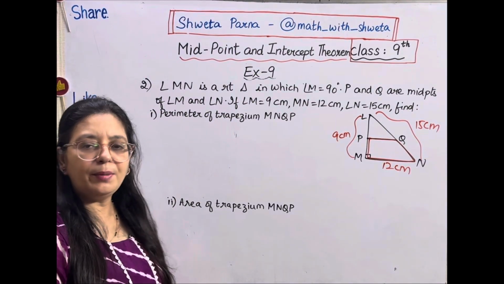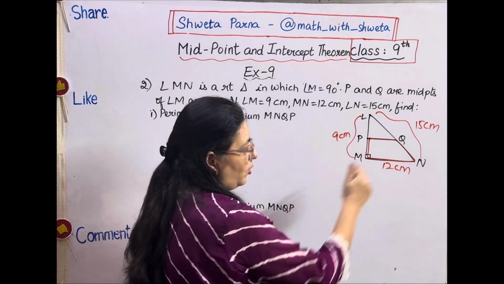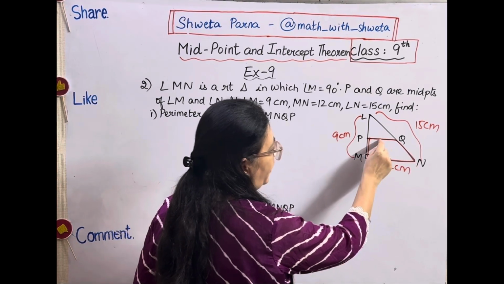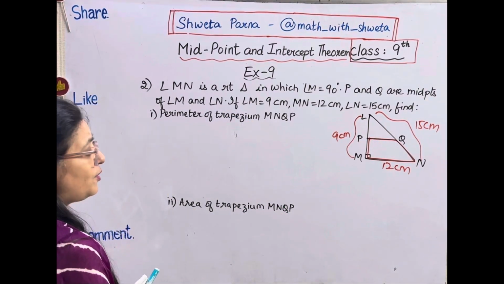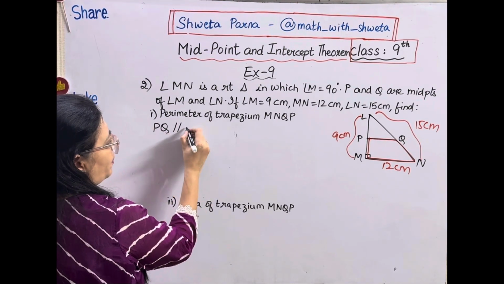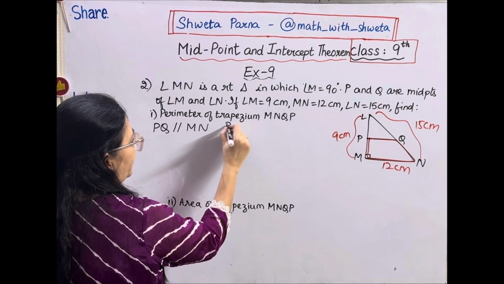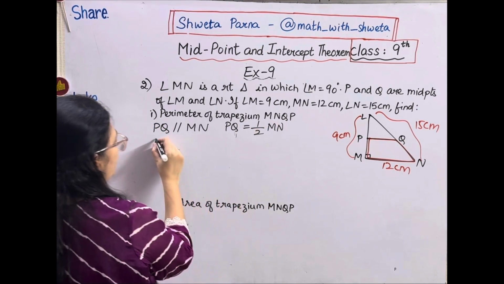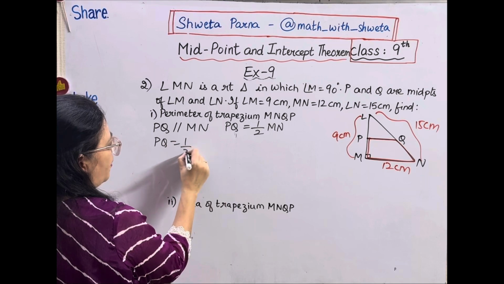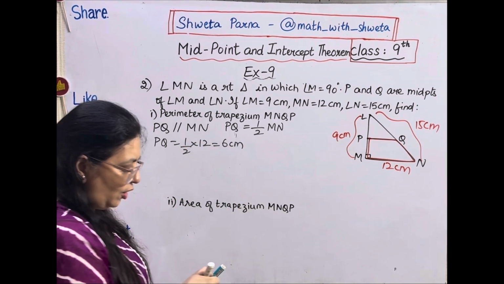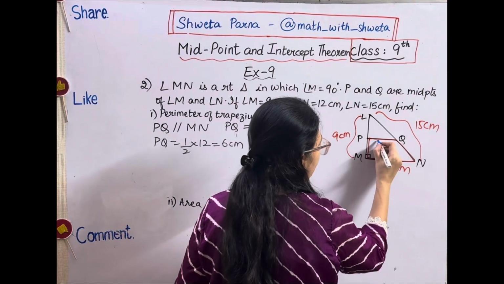So to find the perimeter, what is the formula? Sum of all the sides. This side is given to you. You have to find this side and this side. Now since P and Q are the midpoints, we can say that PQ is parallel to MN. So PQ would be half of MN. Correct. So PQ would be half of 12 centimeter, which is 6 centimeter. So you got the measurement here as 6 centimeter.